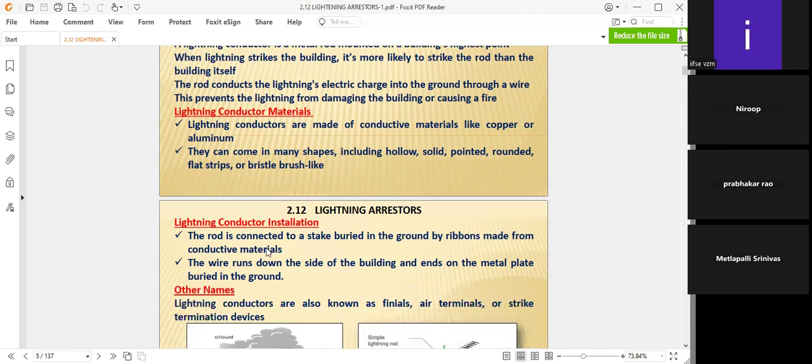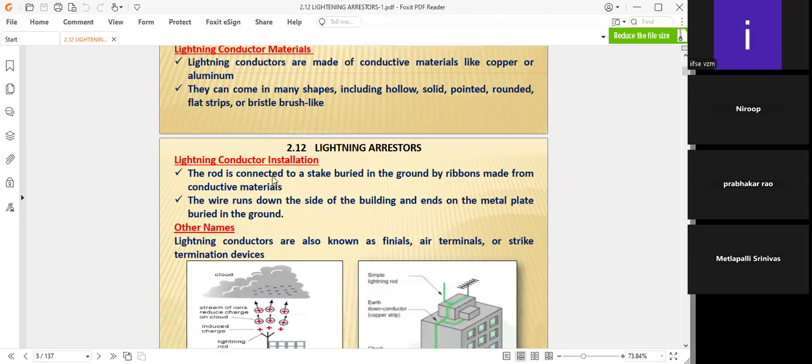Lightning conductor installation: the rod is connected to a stake buried in the ground by ribbons made from conductive materials.